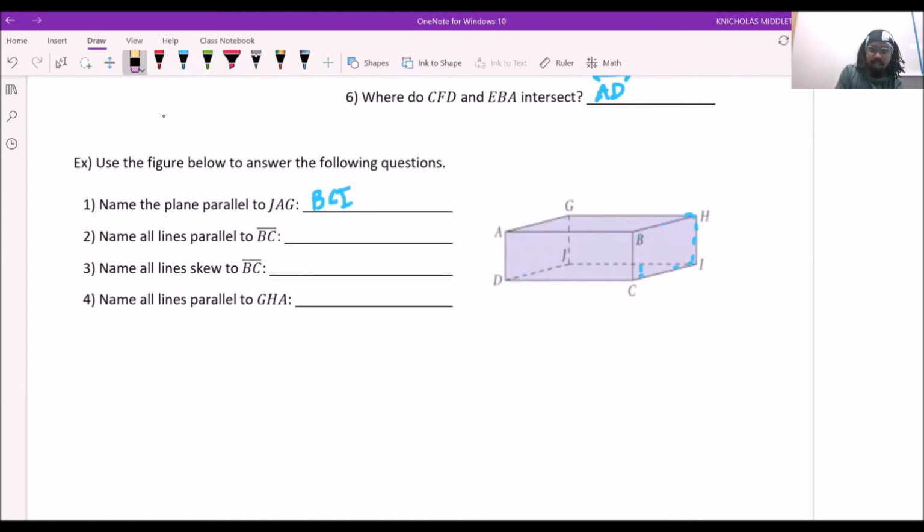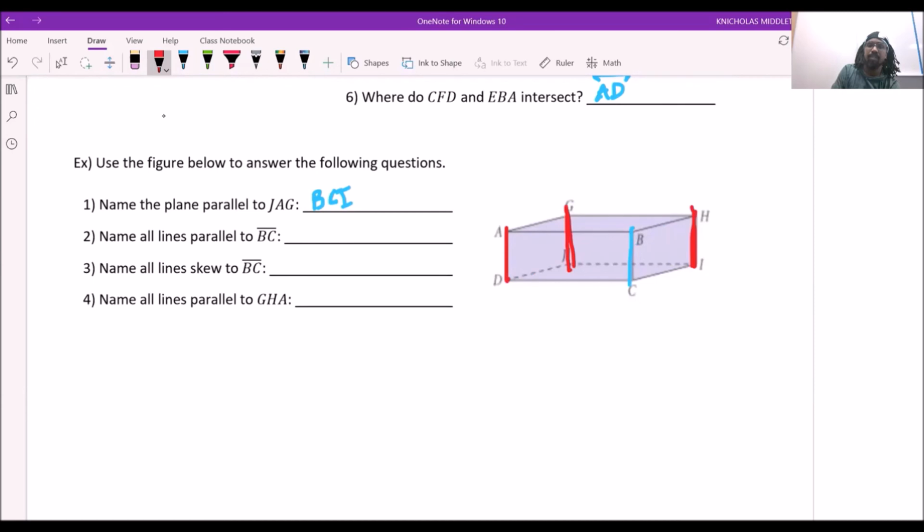Name all lines parallel to BC. So as we look at BC, it goes vertical up here. So we're looking for things that are parallel because it goes the same direction. So it's a little bit tricky because there's one that we might miss. But AD is parallel, right? HI is parallel. Those are 2 that we would not miss. The one that's typically missed here is GJ.